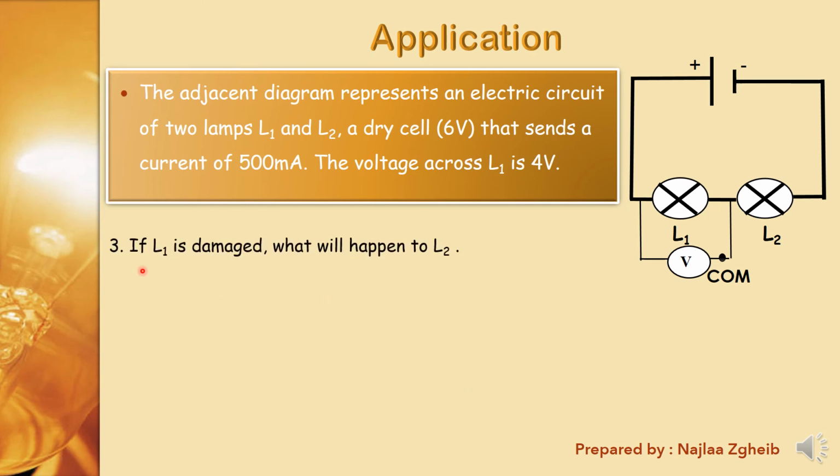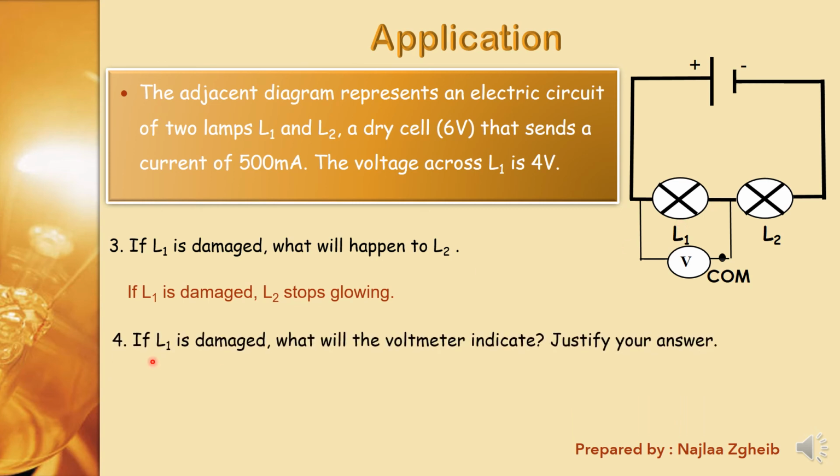Part 3. If L1 is damaged, what do I mean by damaged? Burnt out. If L1 is burnt out, what will happen to L2? L2 stops glowing. Why? Since a damaged lamp acts as an open switch, and then the circuit becomes an open circuit.